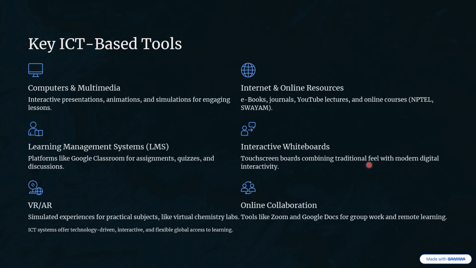The fourth one is interactive whiteboards. These combine the traditional board with digital and touchscreen interaction. The next one is VR and AR. Virtual reality and augmented reality can provide simulated experiences. For example, a student can experience a virtual chemistry laboratory. The last one is online collaboration. Tools such as Zoom and Google Docs support group work and remote learning. So, ICT makes learning more interactive, flexible, and accessible globally.